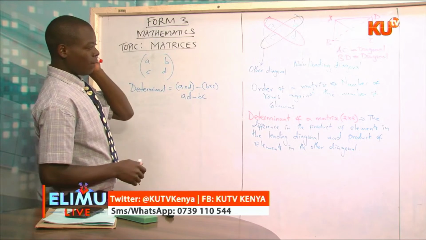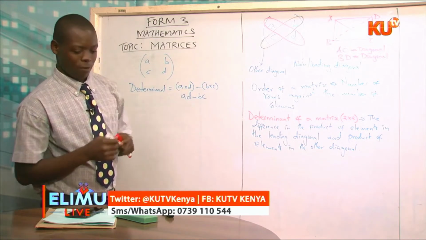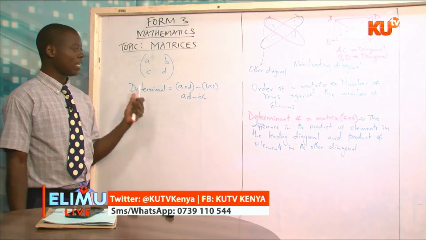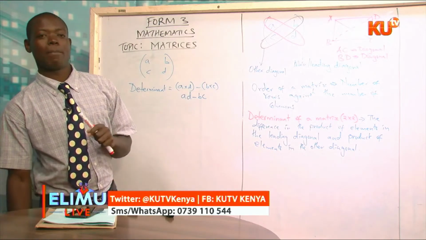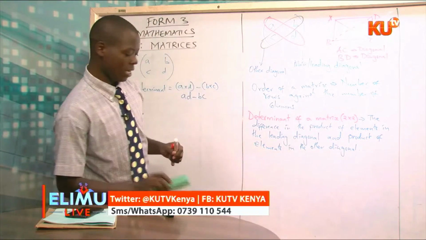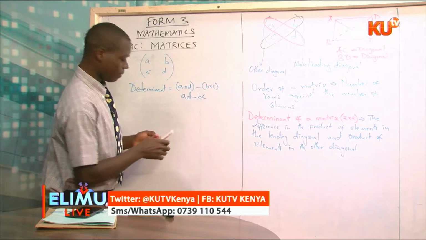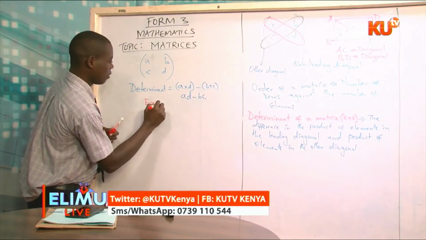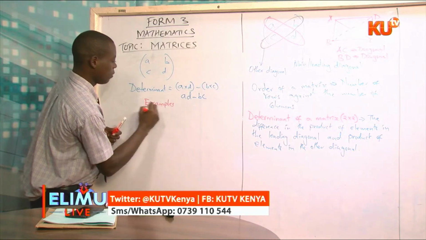So if you are given a question to determine the determinant of a matrix, then all you need to do is to multiply the elements in the leading diagonal and then multiply the elements in the other diagonal, get the difference. You will be able to obtain the determinant. So let's look at examples, students. Let's look at the explanation we've done using examples.